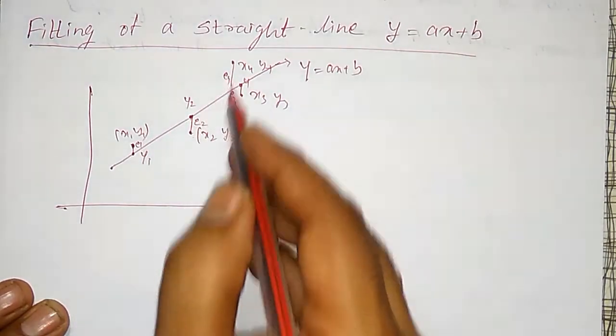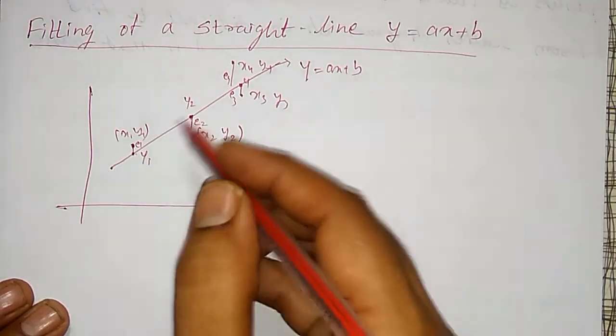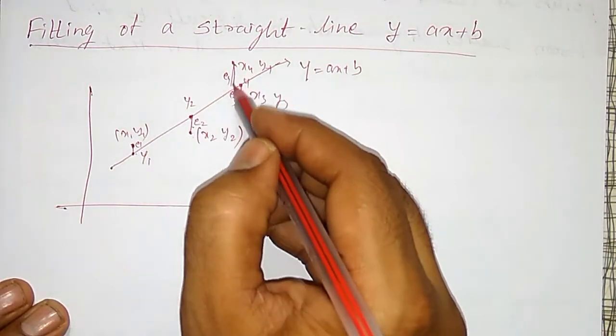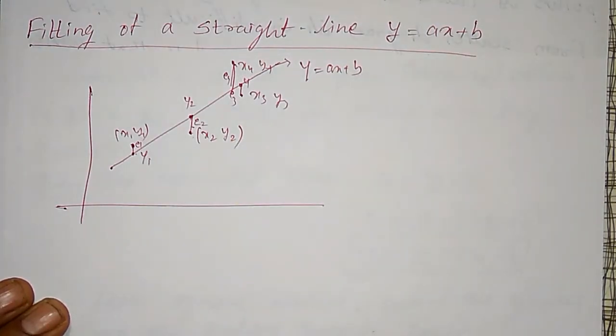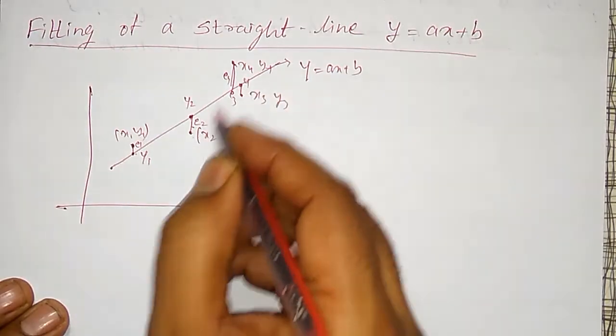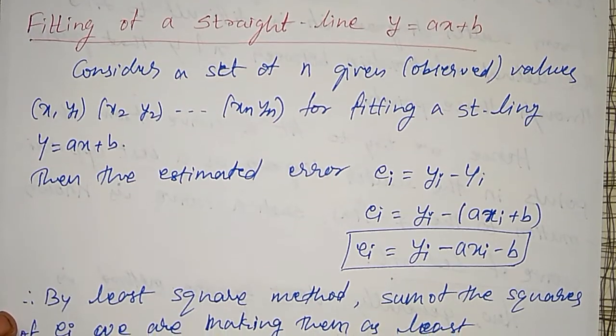The squares of these errors must be least. Somewhere I am going to get positive errors and somewhere negative errors. To handle those, I am making them squares, so both are positive, and the sum of them must be least. These errors I am making least. Therefore this method is called the least square method.